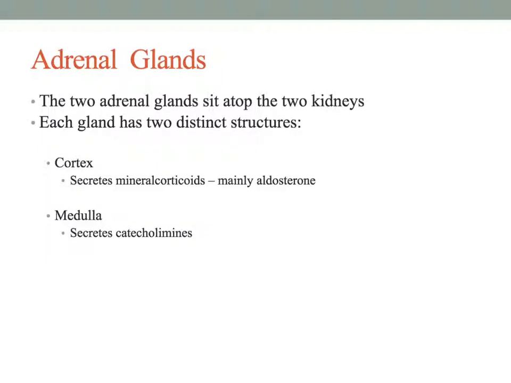Aldosterone secretion is regulated by the renin-angiotensin system, which you may have heard of before, maybe in anatomy and physiology. We'll talk about it a lot as we talk about blood pressure, because that is how we regulate blood pressure. It's also regulated by the adrenocorticotropic hormone. If you recall, that is secreted from another endocrine gland in the brain, the pituitary gland.